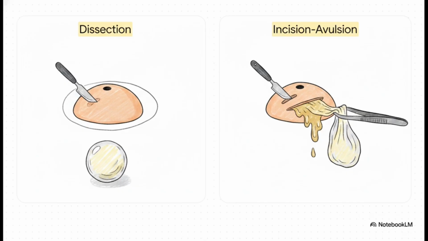Your other option is the incision avulsion technique. This is a bit quicker. You incise directly into the cyst, squeeze out some of the contents to deflate it, grab the cyst wall with forceps, and just carefully avulse or pull the whole sac right out.